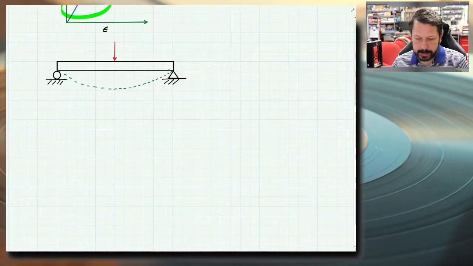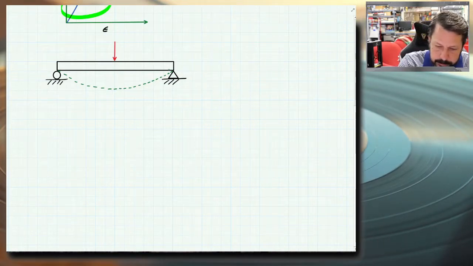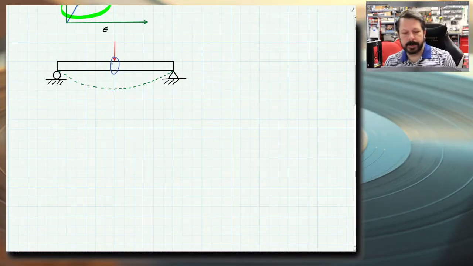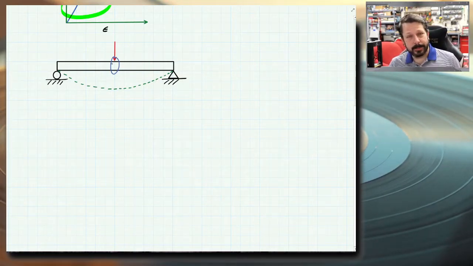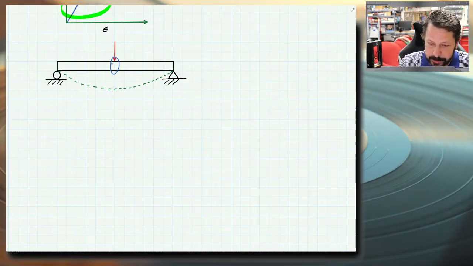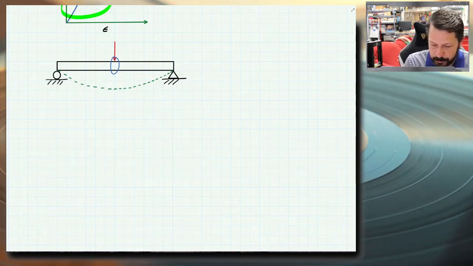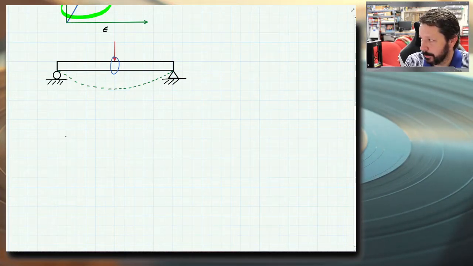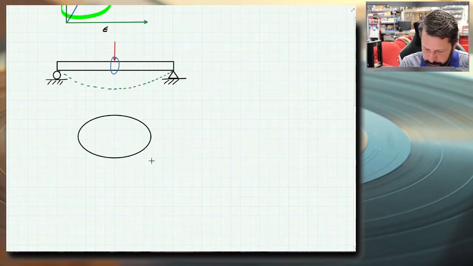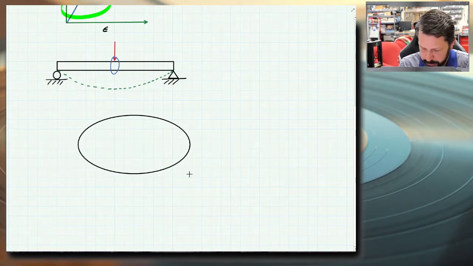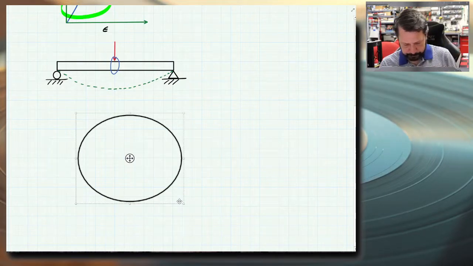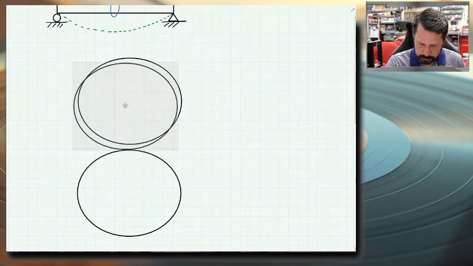So let's take a tiny section of this beam, maybe our little section right in the middle, and really exaggerate it and blow it up a lot bigger. And again, this is going to be very exaggerated, so don't get too worried about the beam bending quite the way I'm going to show it here. Let's see if I can make this work. I don't know if I'll be able to do this very well or not, but let's draw that, and then let's make another one.